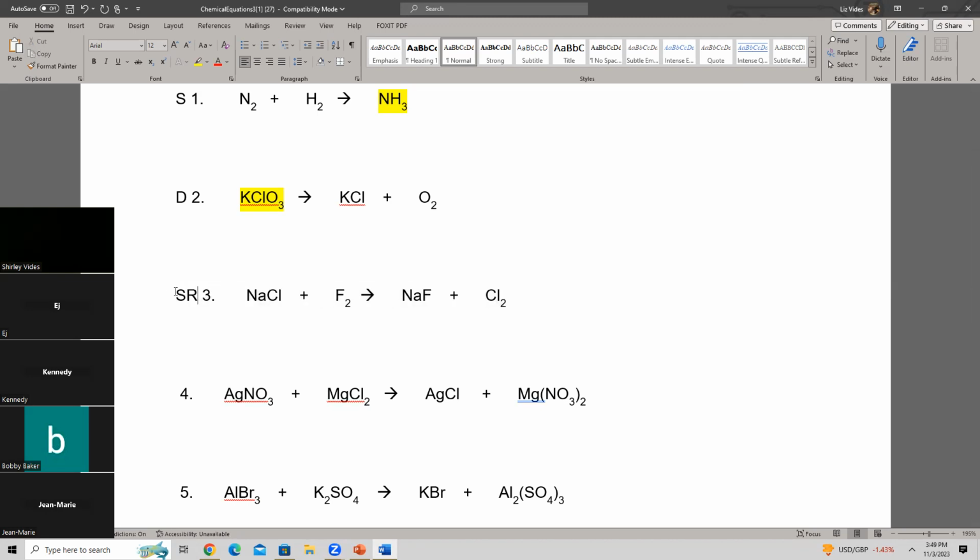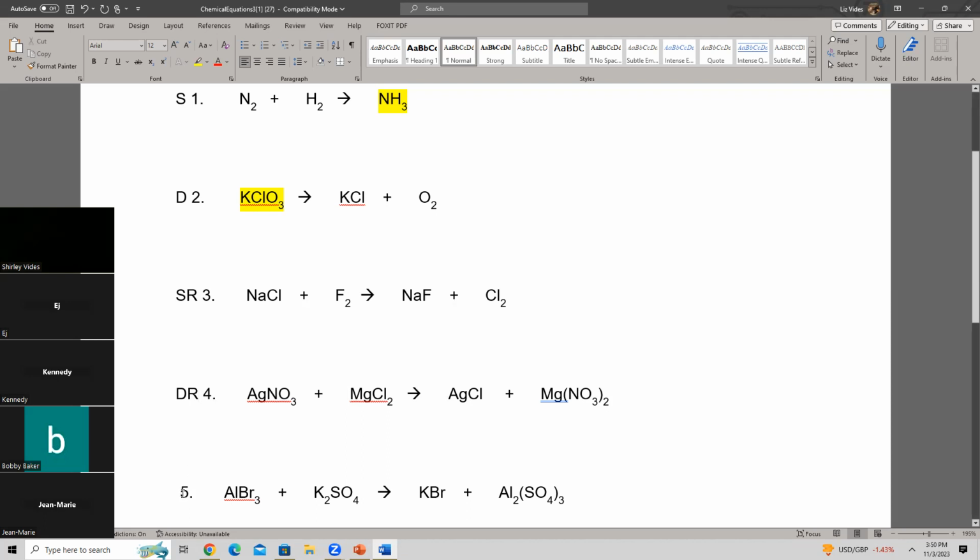Because one of them booted out the other one. And would this have officially happened? Yes, because fluorine is more electronegative, so it's stronger than chlorine. All right, silver nitrate and magnesium chloride becoming silver chloride and magnesium nitrate, double replacement. Both of them switched places.